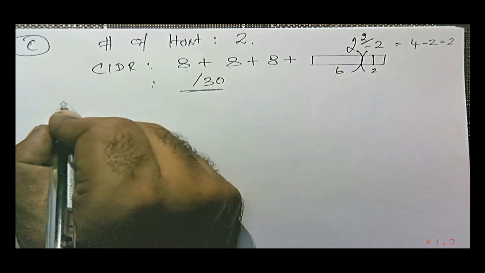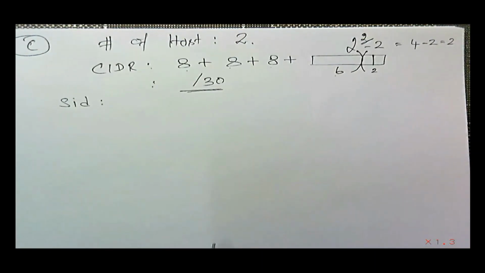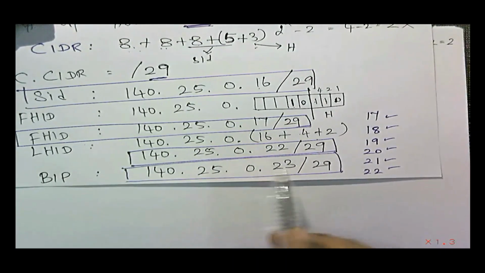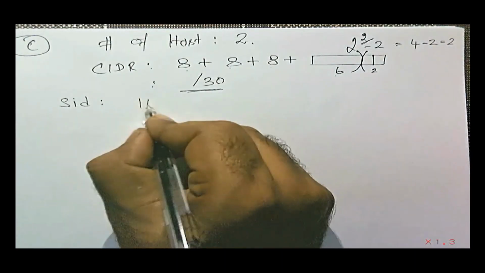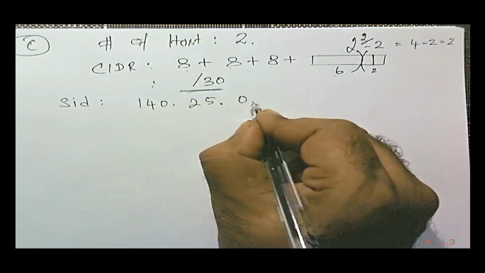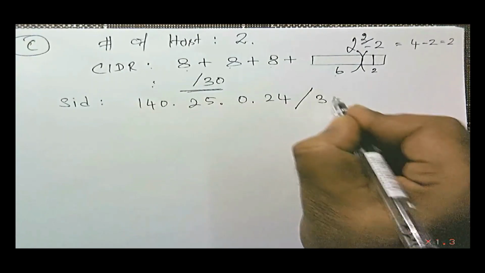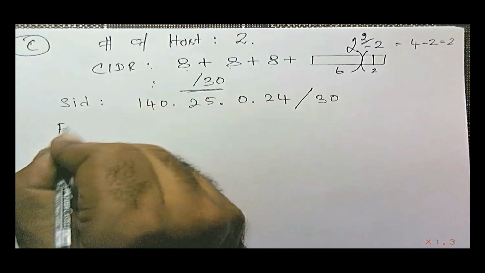Now I'm going for the subnet ID. Already, in the second subnet, we stopped at 140.25.0.23. So now we have to start from 24. So 140.25.0.24 is where we start, and the CIDR value is going to be /30.